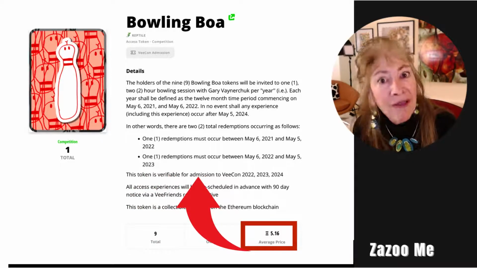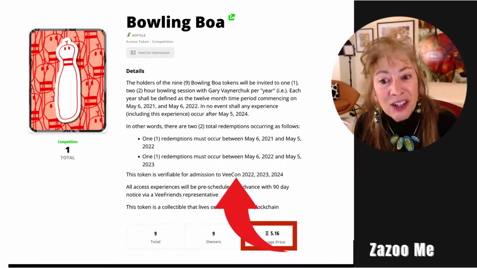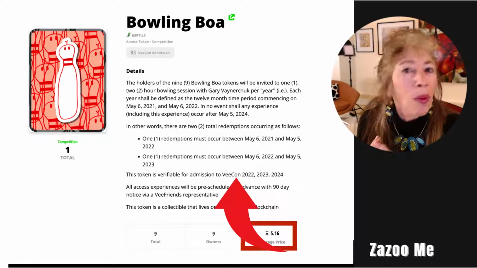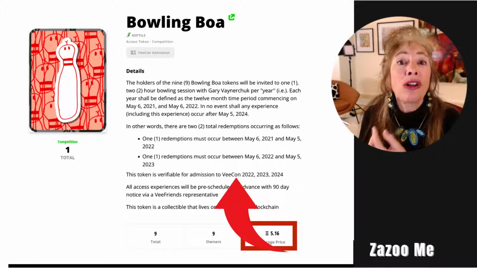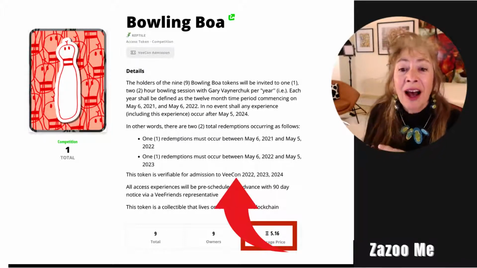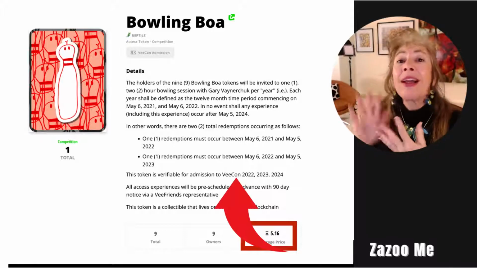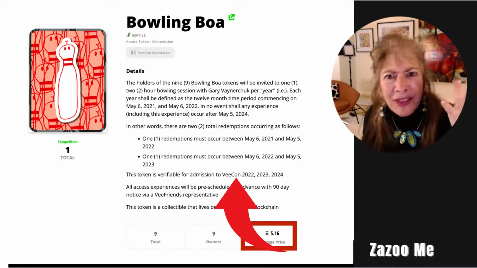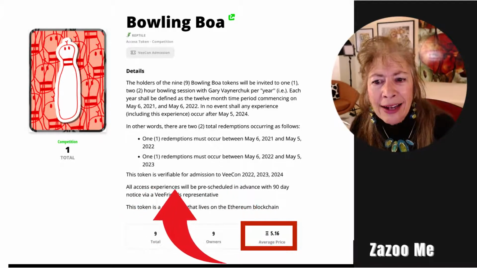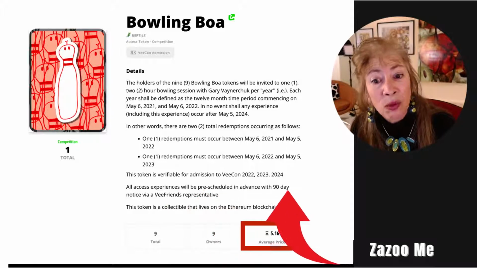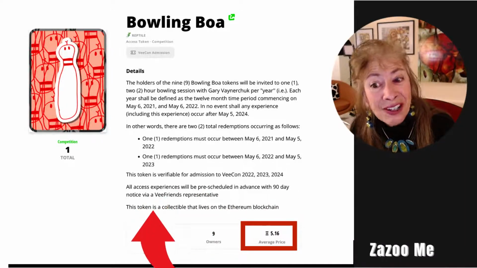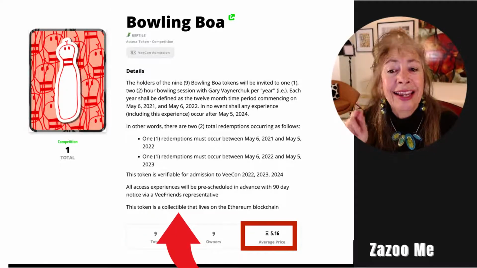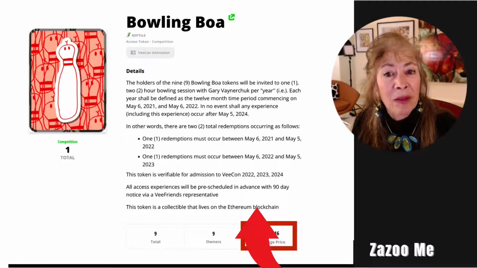This token is verifiable for admission to VeeCon as well. So not only do you get to go bowling with Gary V, but you also get to go to VeeCon all 3 years. So now it's got double, like triple, right? No, actually, there's 5 things that you get to do with this. So all access experiences will be pre-scheduled in advance with a 90-day notice via a VeeFriends representative. And to boot, this token is a collectible that lives on the Ethereum blockchain.